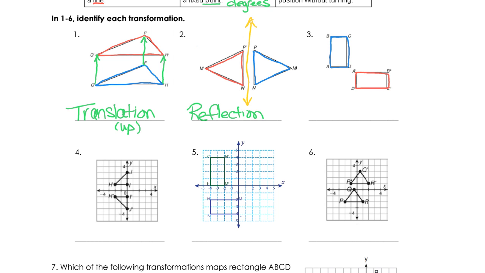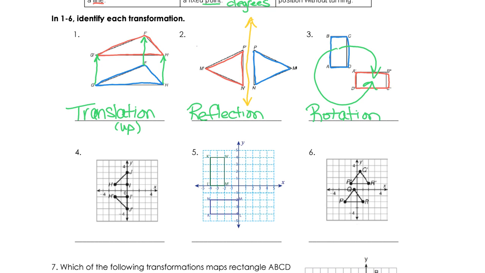If you take a look at the letters on there, you can see A matches up with A prime, D matches up with D prime, C with C prime, and B with B prime. I believe you would have had to take this blue rectangle and either turn it that way or turn it several times this way. And so this is a turn, which is a rotation.